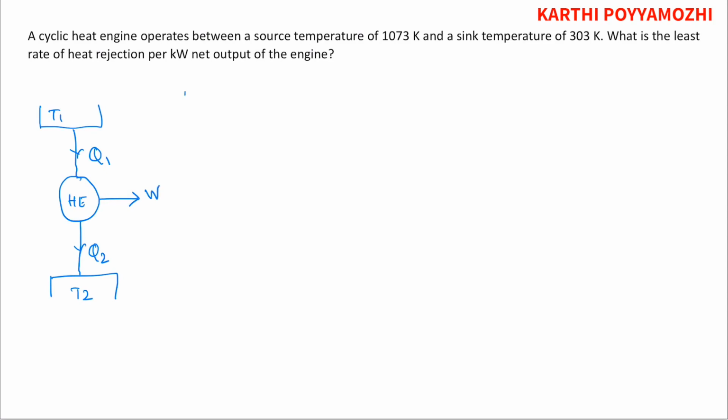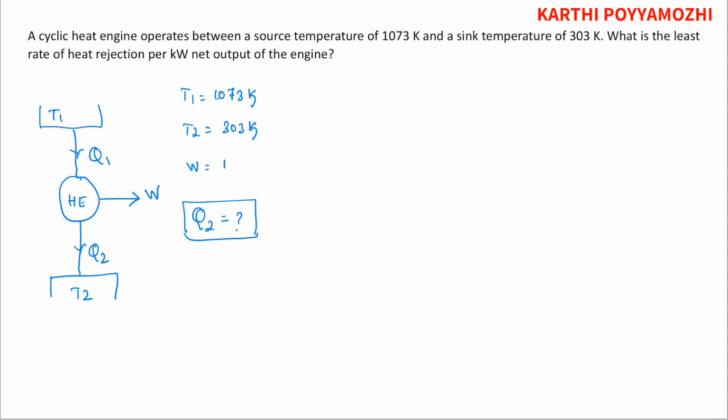We have T1 is equal to 1073 Kelvin, T2 is equal to 303 Kelvin, and W is equal to per kilowatt net output, which is nothing but unity, which is 1. We need to find Q2. Q2 needs to be found out.